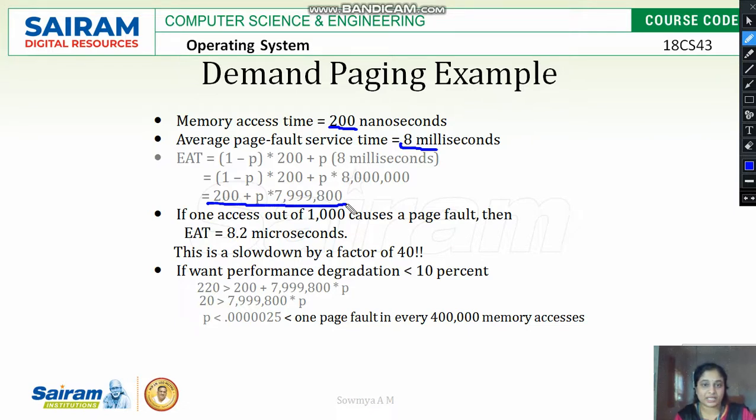From nanoseconds it shifted to microseconds. So this is slowing down by a factor of 40 times. So the performance degradation is greater than 10%, which is gradually reducing the effective access time, which in turn reduces the CPU utilization of that process. The process becomes very weak or very slow in terms of execution.